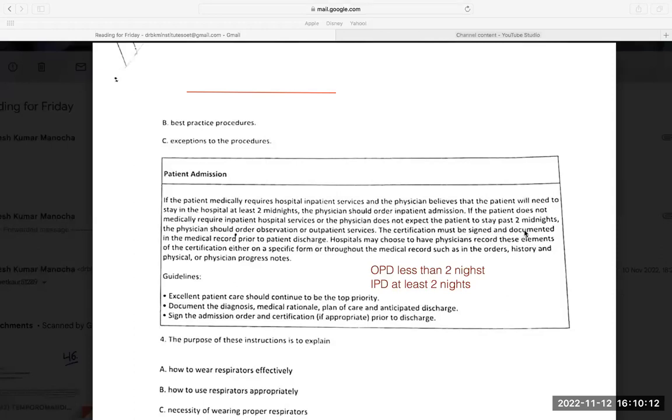Then the certification must be signed and documented in the medical record prior to the patient discharge. So always there should be a certification. If the patient is discharged, then it should be in the medical record. Hospital may choose to have physicians record these elements of the certification either on a specific form or throughout the medical record, such as in orders, history, physical. So basically the physician has to record all of this, either on a specific form or throughout the medical record such as in orders, history, physical and physician progress notes.